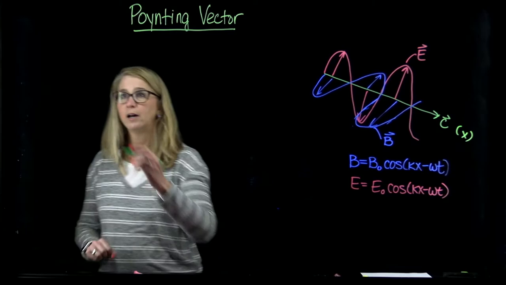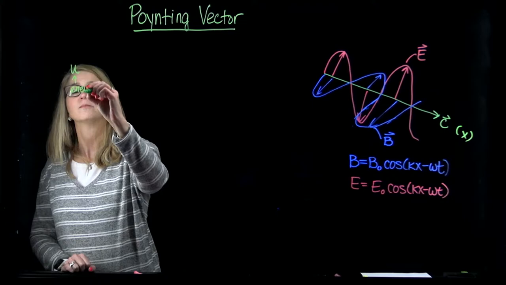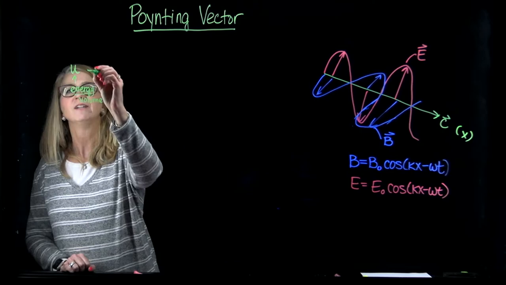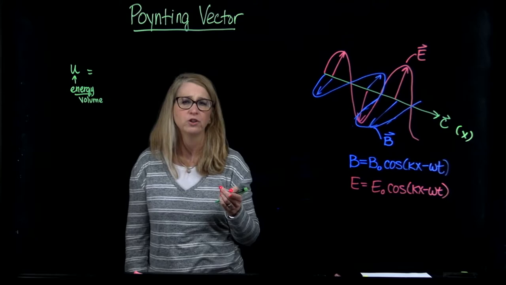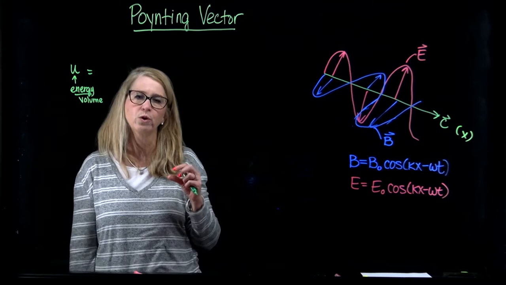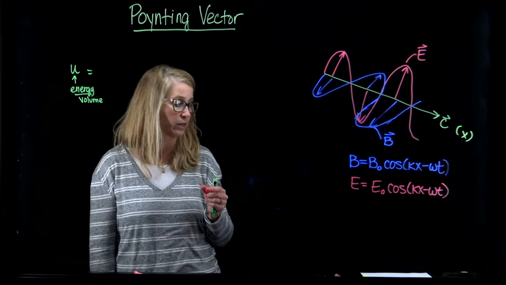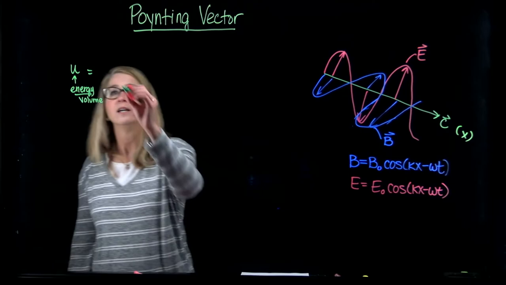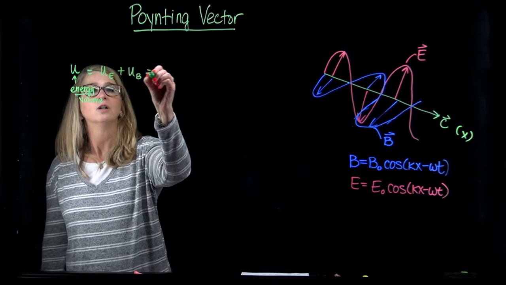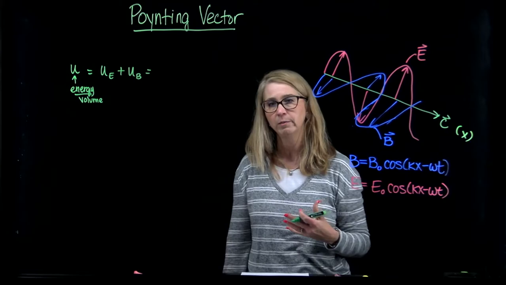We might talk about energy density, which we have encountered in previous chapters. Maybe in the chapter on capacitance, we may have talked about the energy density because we were talking about how a fully charged capacitor stores energy. And in that situation, the energy is stored in the electric field. And so for our electromagnetic wave, we would say, well, we have both energy stored in the electric field and in the magnetic field. Right now, I'm going to present it in terms of energy density.